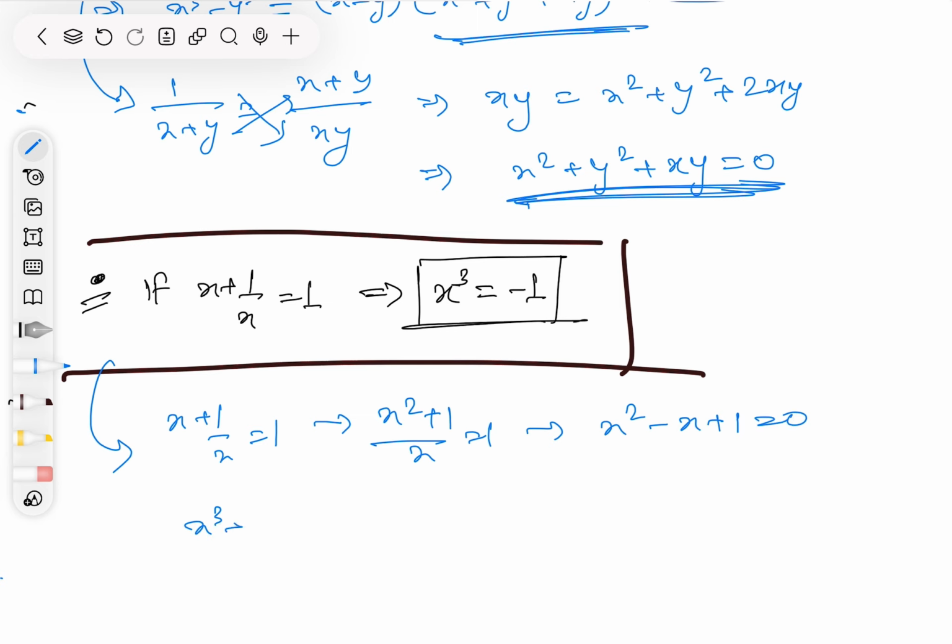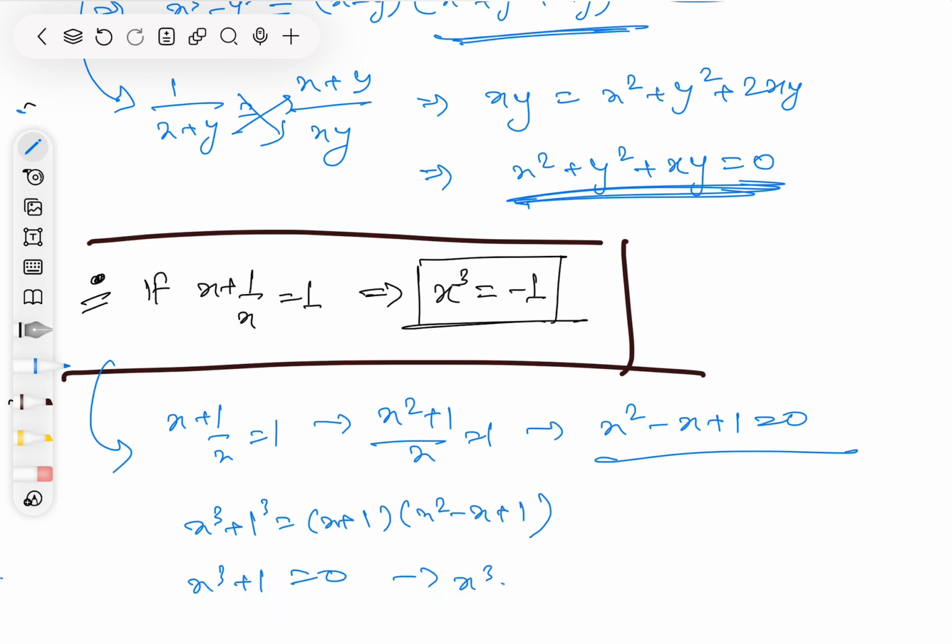We already know that x cube plus 1 cube can be written as x plus 1, x square minus x plus 1. This is 0. So x cube plus 1 is 0. So x cube is minus 1. This is 0 from here. So that is why x cube is minus 1. So if this is given, that is x plus 1 by x equals to 1, then we will get x cube equals to minus 1. So if this is given, we will get this.